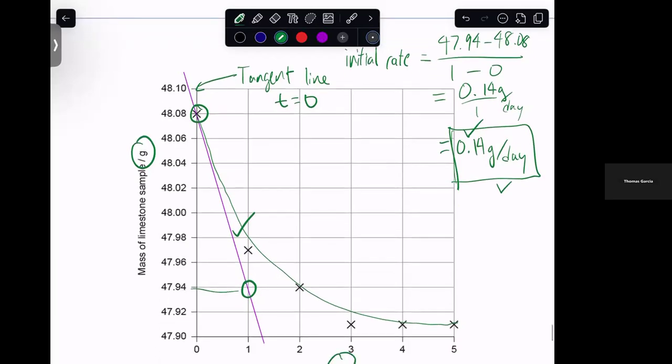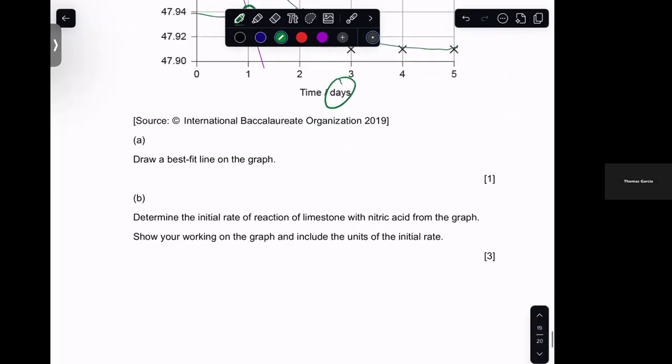The IB accepts a range anywhere of 0.13 all the way to 0.20 grams per day. So they're pretty lenient about how and where you draw your tangent line. It just has to be obvious that you are, in fact, drawing a tangent line.